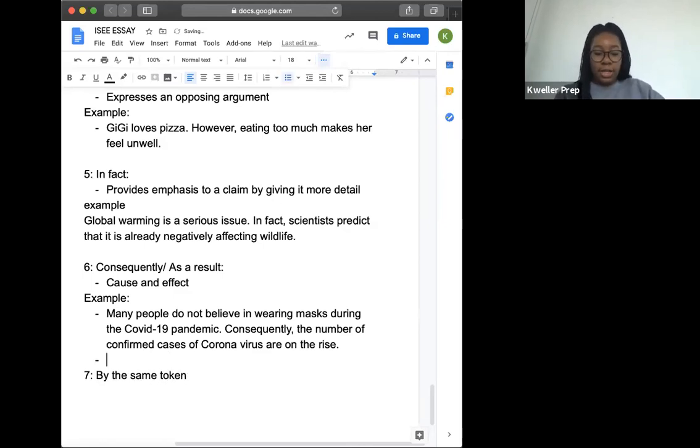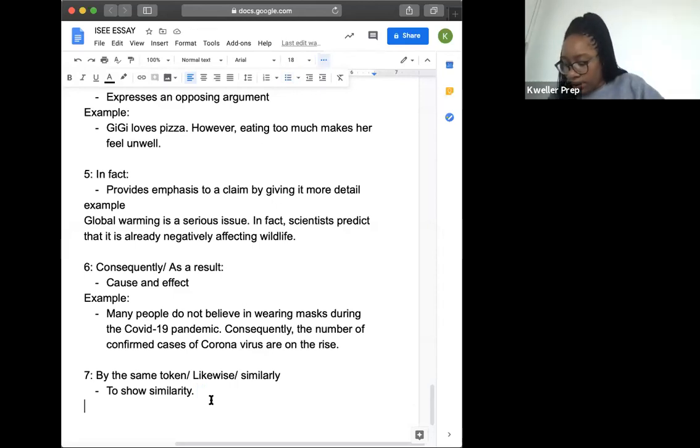Now this phrase here is used to show similarity. Alternately, you could use the words likewise or similarly. Oops, well, similar is not a word. And that just shows similarity between two ideas.